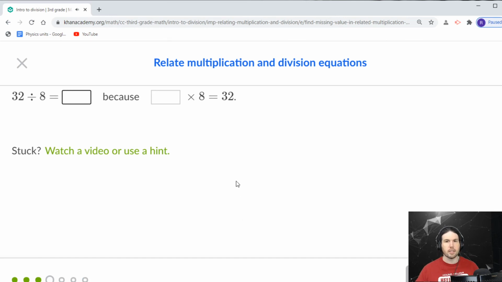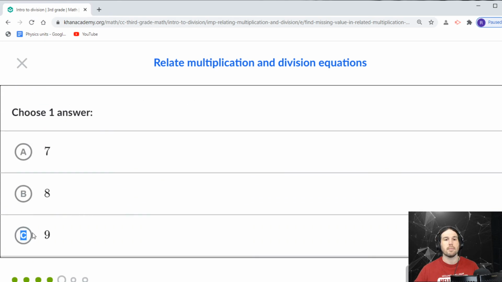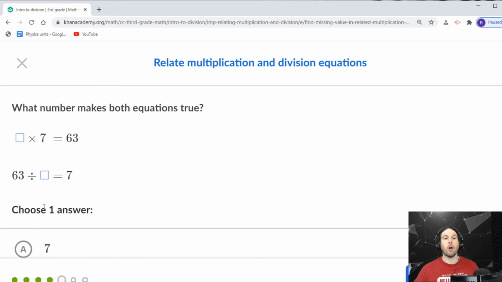32 divided by 8 is 4, because 4 times 8 is 32. And notice how I can say the word is interchangeably with the word equals. I can say blank times 7 equals 63, which is 9. I can also say that 63 divided by 9 is 7. Is and equals are pretty synonymous.